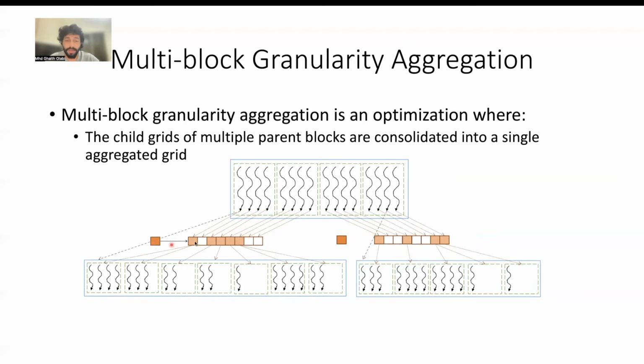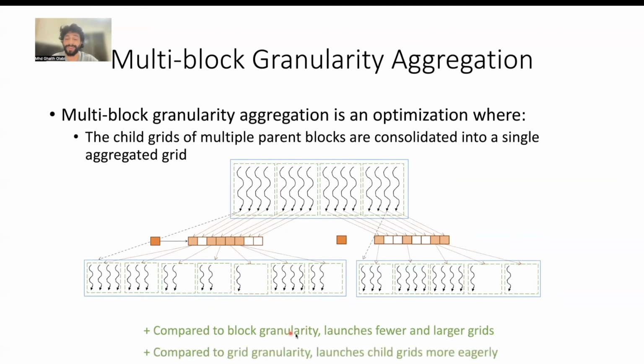So in this case, they aggregate their work, and one of the threads executes the work. When we compare this granularity to block granularity, it launches fewer and larger grids. When we compare it to grid granularity, it launches the child grids more eagerly, because in the case of grid granularity, it has to wait for all the thread blocks to consolidate their work and then does the launch. However, with multi-block granularity, it launches more eagerly as soon as the multi-block finishes consolidating their work.